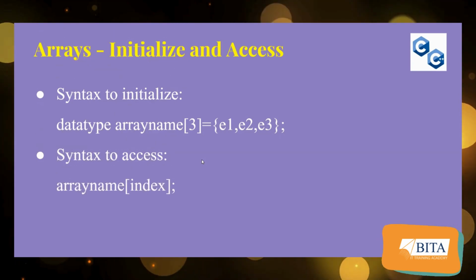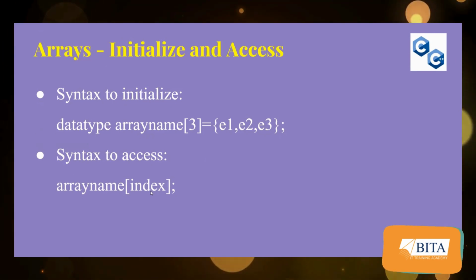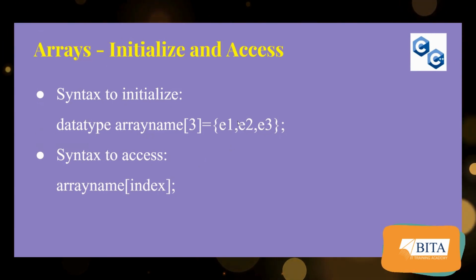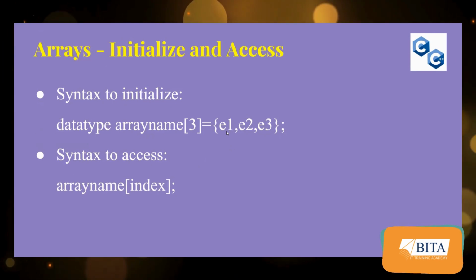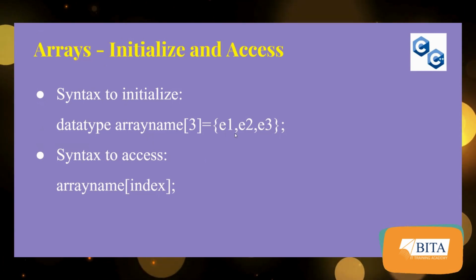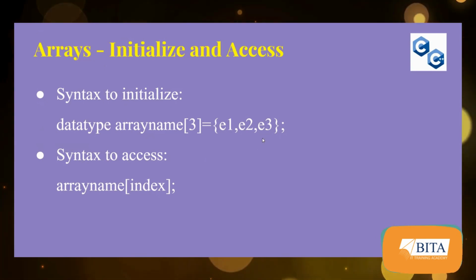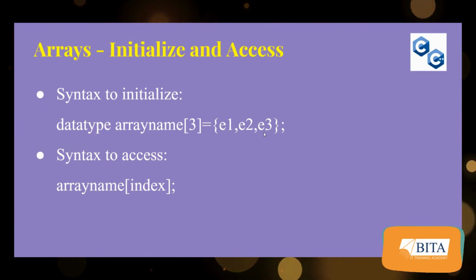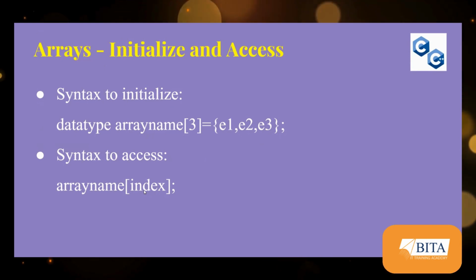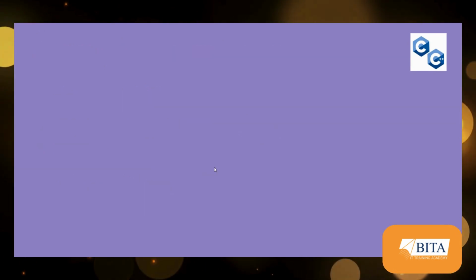The accessing of the elements is done using the index. So this first element E1 is referred to as array name of 0, element 2 is array name of 1, and this is array name of 2. So the access is done using the index position.